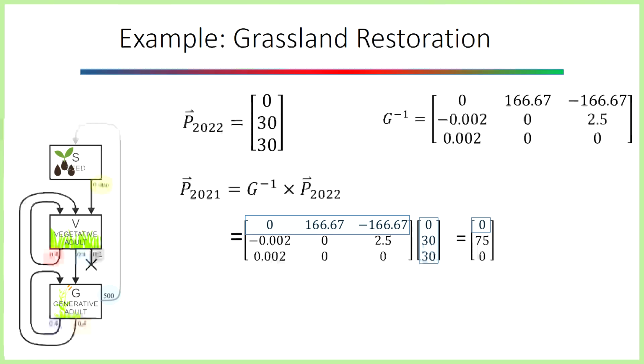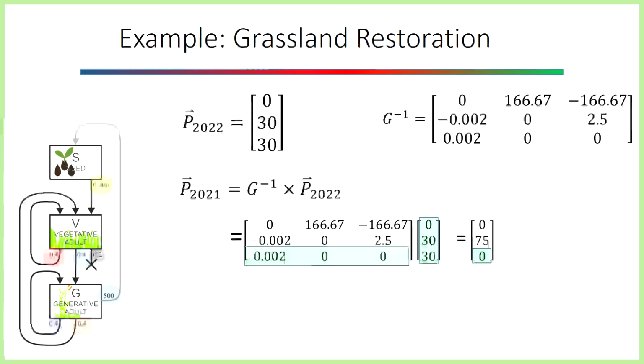The second element is the dot product of the second row times the only column, so that is negative 0.002 times 0 plus 0 times 30 plus 2.5 times 30, so it is equal to 75. And the final element is the dot product of the third row and the only column, so it is 0.002 times 0 plus 0 times 30 plus 0 times 30, so it is also equal to 0.